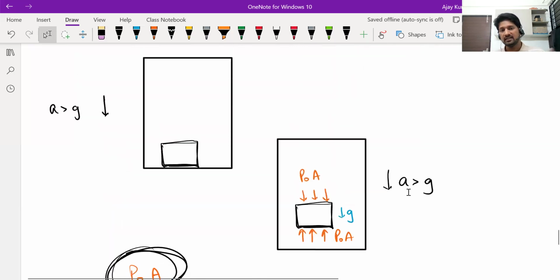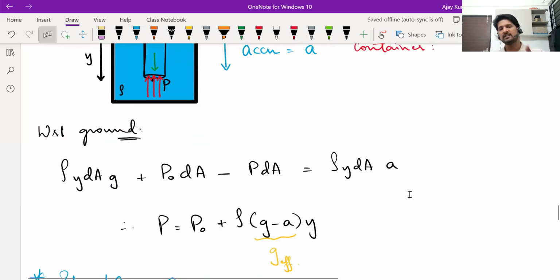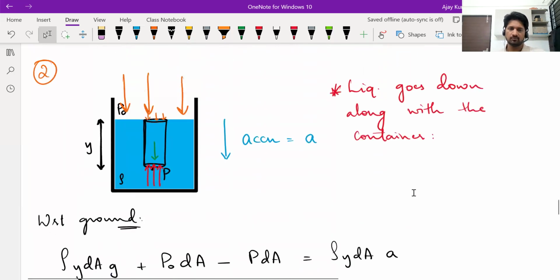But understand that it is possible for a liquid to go down with an acceleration more than g also, because atmospheric pressure will also be pushing it down. There is no atmospheric pressure from below, but from above it is there. We'll discuss in the next class.